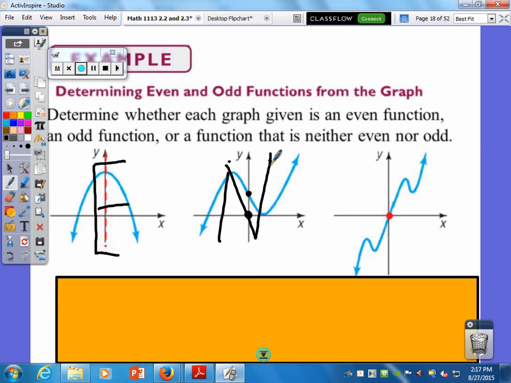And this one, of course, goes through the origin. And if you can imagine taking it and spinning it, can you see that this one, if you spun that about the origin, would reflect back on this picture here? Okay.